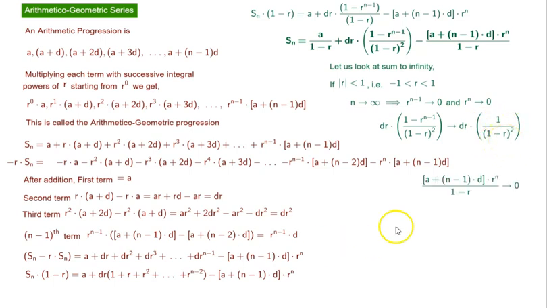And the third term, what happens? That goes to 0. Why? Because we have r to the power of n, which also goes to 0. So this whole thing becomes 0.